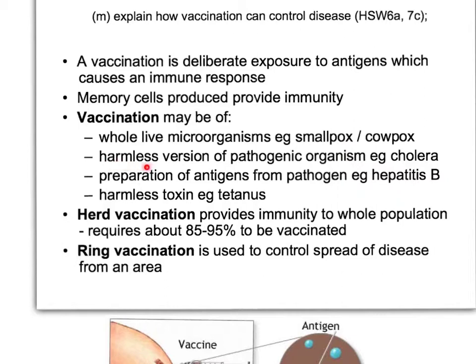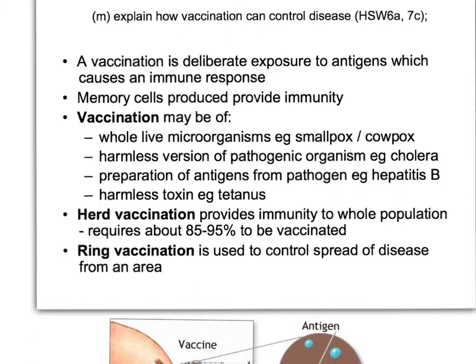Or it can be a harmless version of the pathogen. So what we sometimes call an attenuated virus, for example, is a virus which has its DNA removed, so it can't reproduce and therefore can't cause disease, but it still has the copies of the antigen on its coating, and what then happens is that we create memory cells to that particular pathogen, and that can confer immunity on the patient as well.